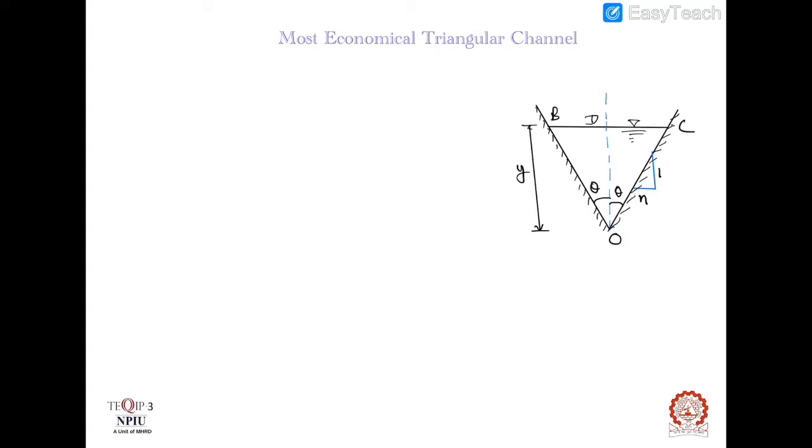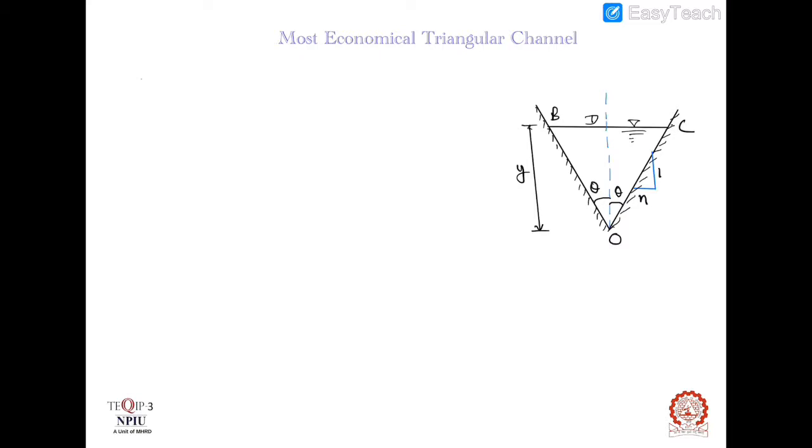So look at this figure. This is a triangular channel. The depth of flow is y and the side slope is theta with vertical. Both the sides have the same angle. First of all, let's find the area of flow in this triangular channel BOC.